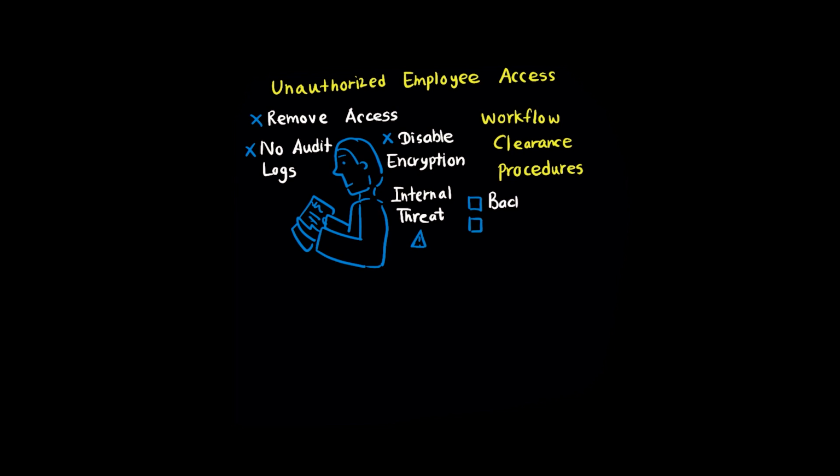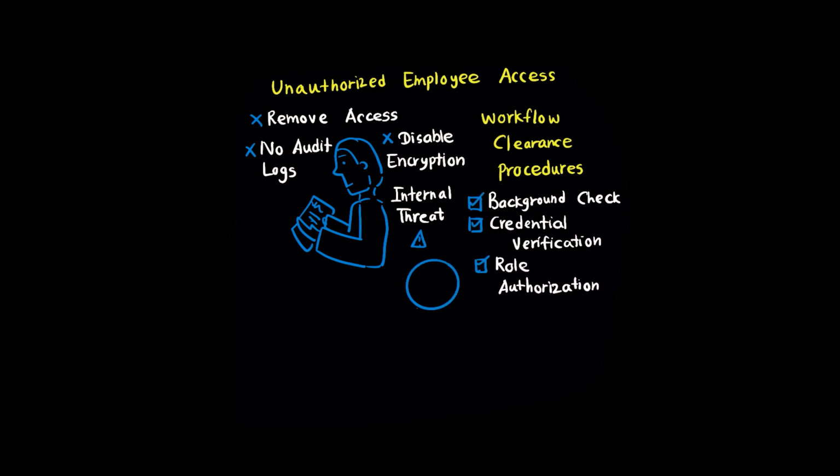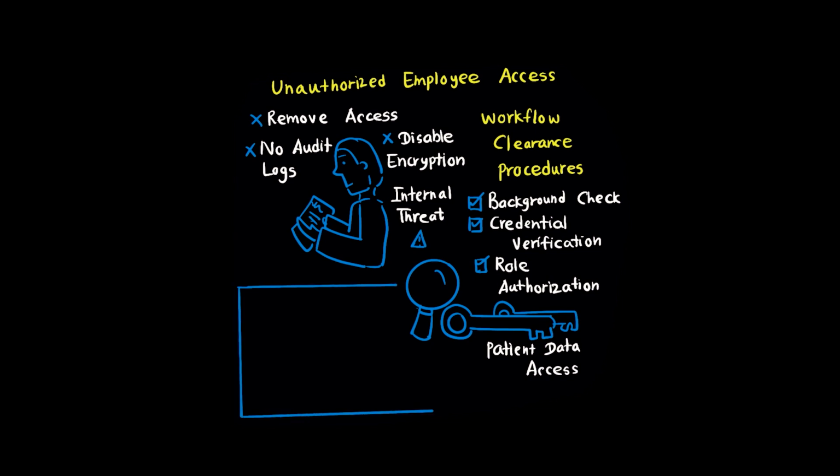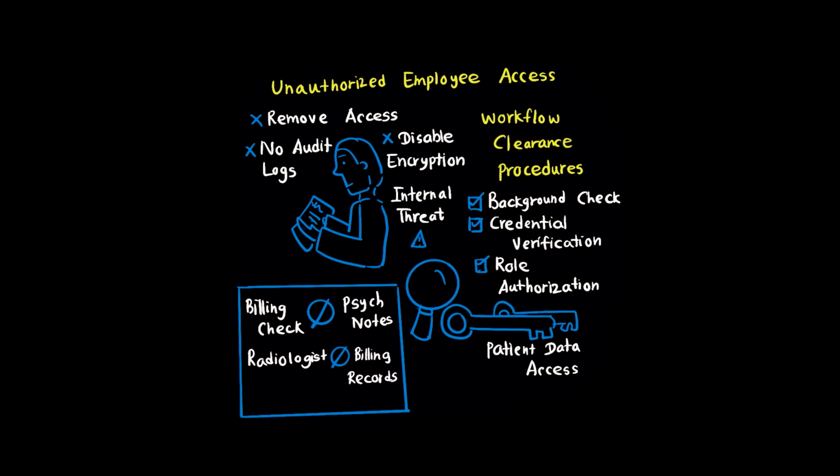Think of it as extreme vetting for a position of trust. These procedures include comprehensive background checks, verification of credentials, and role-specific access authorization. Before someone gets the keys to patient data, we verify they should have them. It's not just criminal checks, it's ensuring access aligns with job responsibilities. A billing clerk shouldn't access psychiatric notes. A radiologist shouldn't view billing records. Clearance procedures establish and enforce these boundaries from day one.